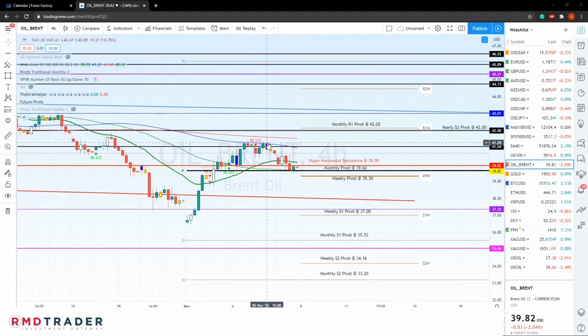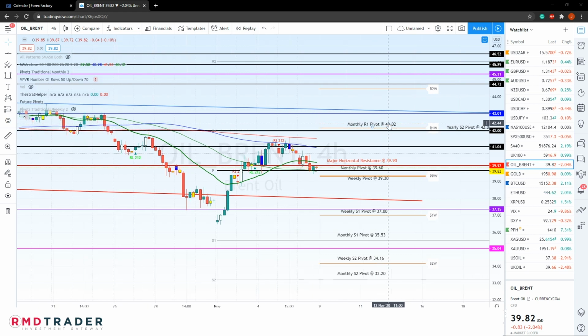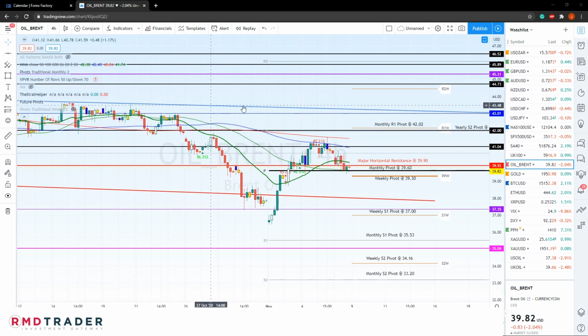Price is struggling to break through this 4-hour 200 and 100 SMAs, currently acting as resistance. And at this moment, price is finding some support at the monthly pivot at 39.60. And only if price can break above this 4-hour 200 SMA and manage to move into this area of the monthly R1 pivot at 42, could we potentially see moves higher. And again, also worth noting that there is this additional strong area of overhead diagonal resistance around 43. So those would all be areas of resistance.